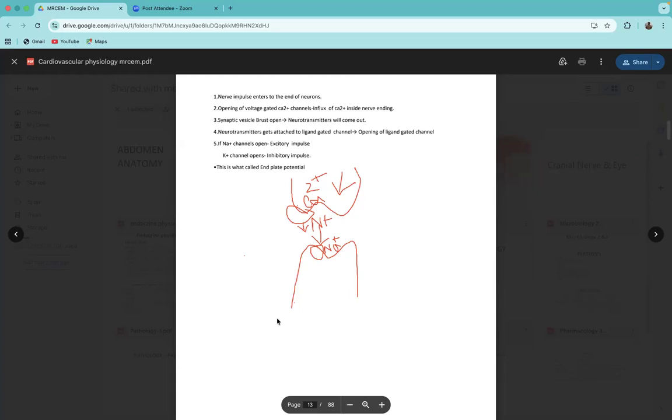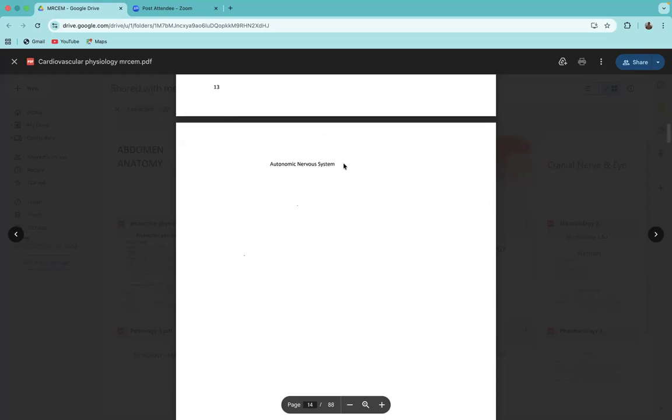Okay, so this is all about the neuromuscular junction. Basically, the stimulation comes from the presynaptic side, which opens the voltage gated calcium channel, causing influx of calcium inside the nerve ending, and the synaptic vesicle then bursts open and the neurotransmitter comes out. That neurotransmitter gets attached to the ligand gated channel, which causes opening of the channel. When the sodium channel opens, it causes an excitatory impulse, and when the potassium channel opens, it causes the inhibitory impulse, and this is called the end plate potential.